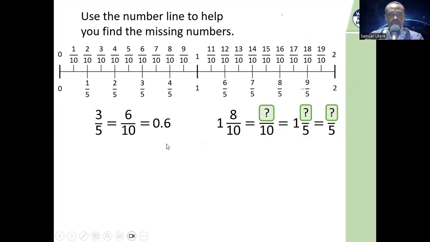What about this one? 1 8/10 means we've exceeded 1 now. 8/10 will have to be here. Why? Notice that 1 8/10 is 18/10, and it is the same thing as 1 4/5, which is the same thing as 9/5.